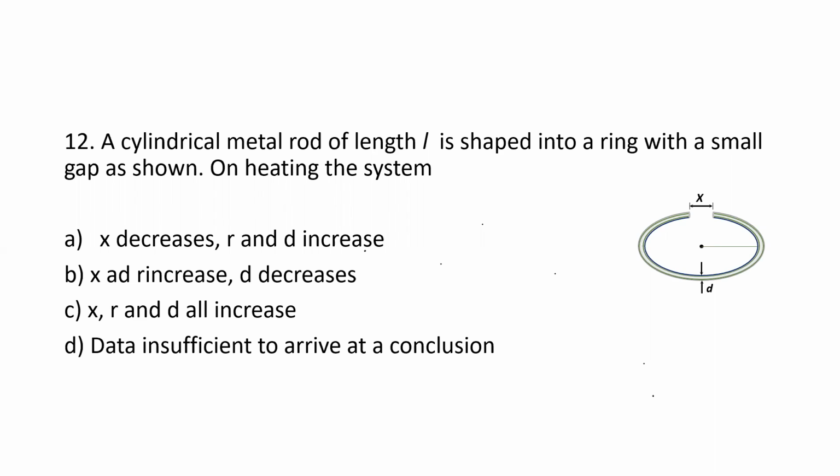When a metal rod is bent in the form of a ring, on heating the system, X, R and D, that is diameter and length, all increase, since the expansion of an isotropic solid is similar to a true photographic enlargement. So everything increases here. Option C is the right option.